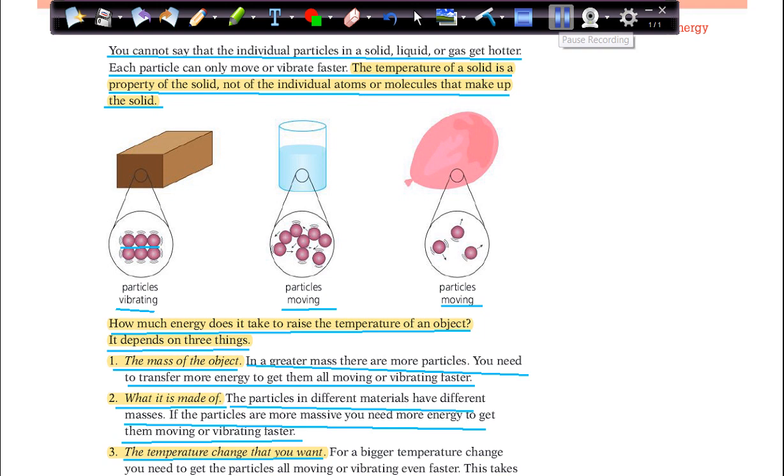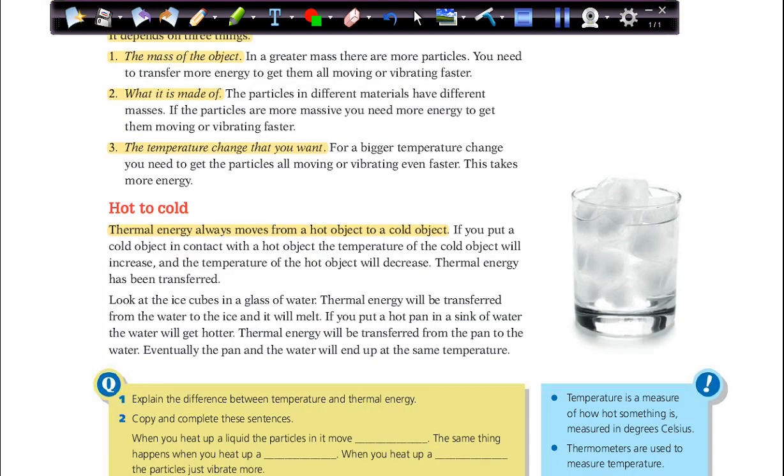Okay, what about the temperature change that we want? For a bigger temperature change, you need to get the particles all moving or vibrating even faster. This takes more energy. So if I want the temperature to rise very quickly, that means I need the particles to move faster and faster. How can I do this? I need to increase the thermal energy. I need to give it more energy just to make it hot enough for me.